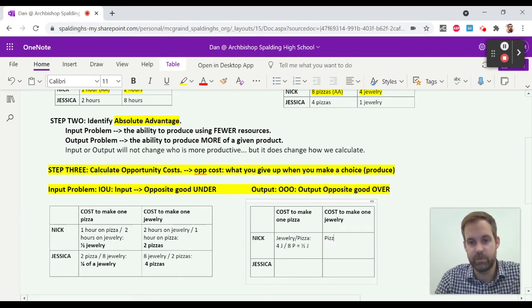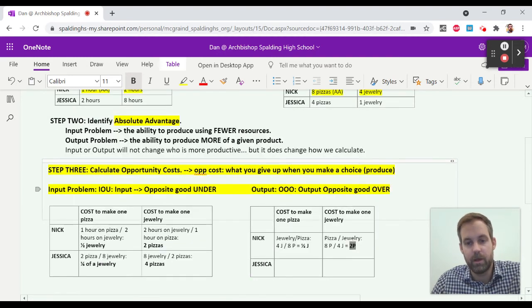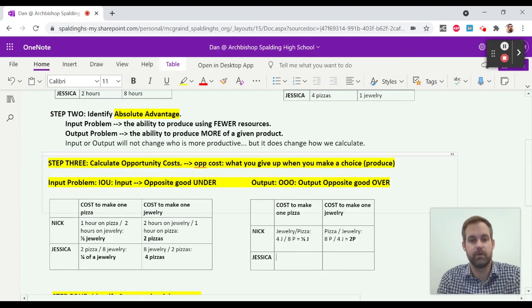And then on this side, we do pizza divided by jewelry, and we'd get 8 pizzas divided by 4 jewelries, and we get a cost of 2 pizzas. Notice that our answers here are the same. 1/2 of a jewelry, 1/2 of a jewelry. 2 pizzas, 2 pizzas. But the fractions have to flip because we're looking at kind of reciprocal productive resources here.